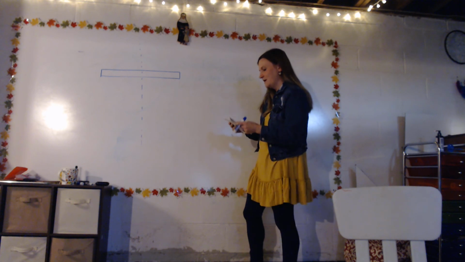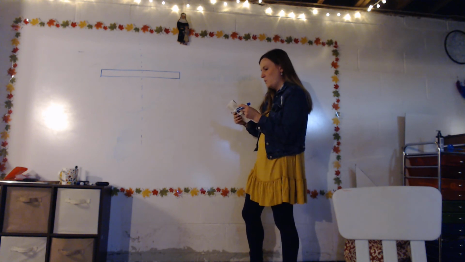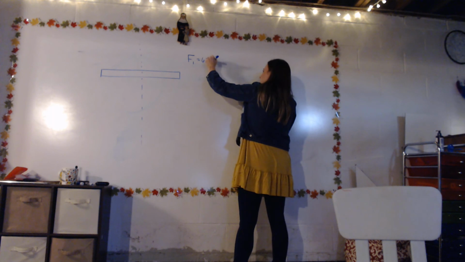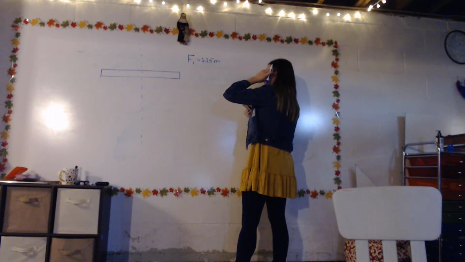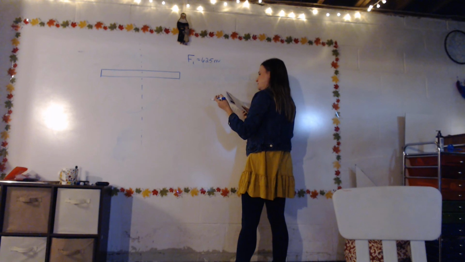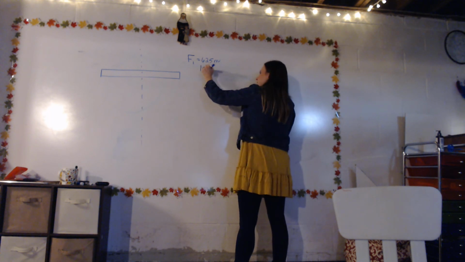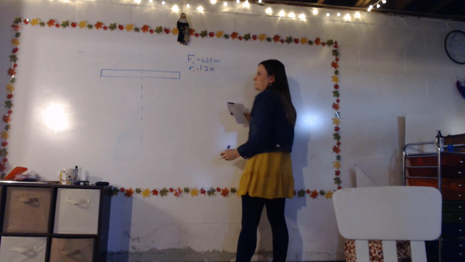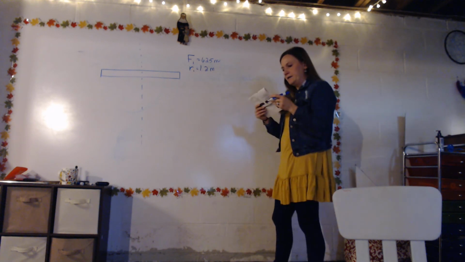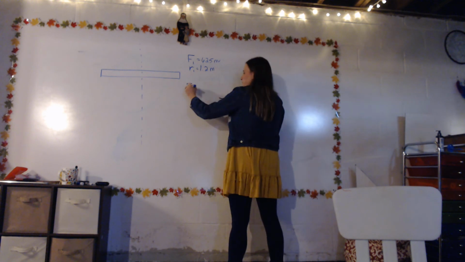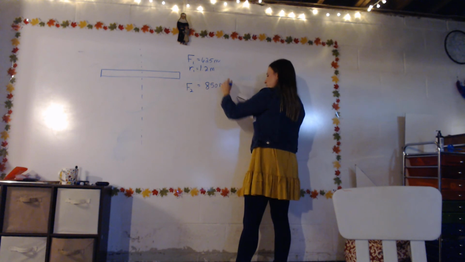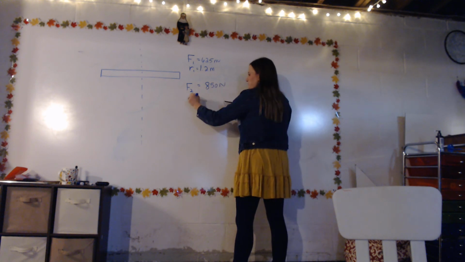That's what this is. Okay, so businessman 1 pushes with a force, I'll call it force 1, of 625 newtons perpendicular to the door, 1.2 meters from its center. So that's going to be the radius, and we're going to draw that in a second. And then businessman 2, let's call this force 2, pushes with a force of 850 newtons perpendicular to the door, 0.8 meters from the center.